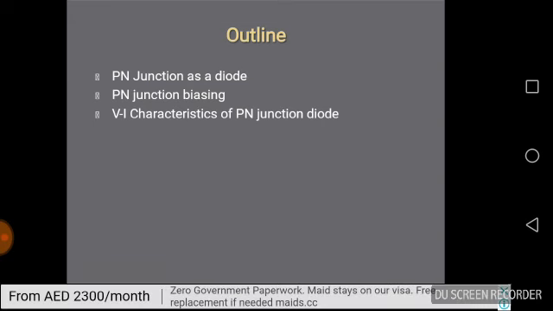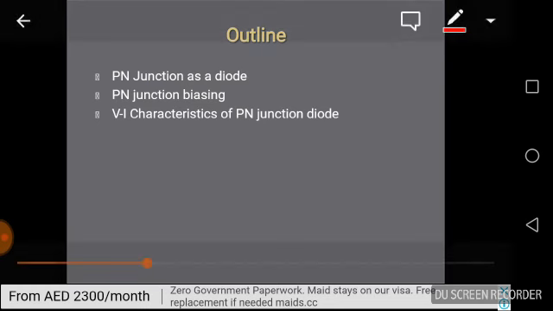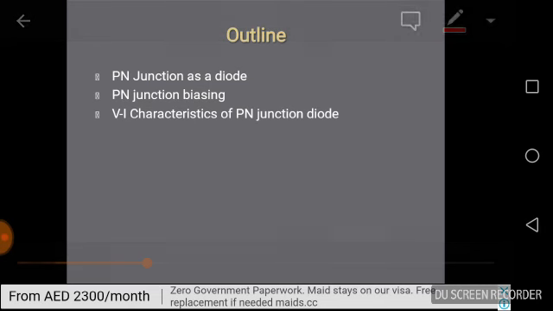Now how can a PN junction be formed as a diode, a PN junction diode? We will take two terminals from the PN junction, one from the P side and another from the N side using metal contacts. The terminal from the P side is called an anode, while the terminal from the N side is called a cathode. So we have a two terminal PN junction diode with anode connected to the P side and cathode connected to the N side.